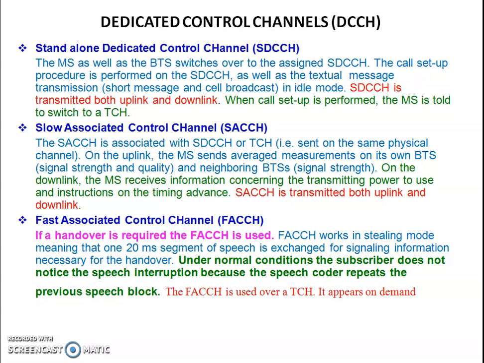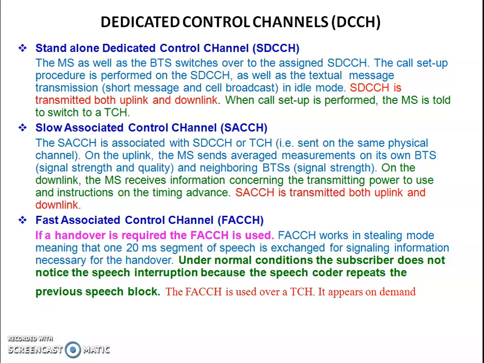The third subtype is the dedicated control channel. It again has three subchannels in it. First, the standalone dedicated control channel, SDCCH. The mobile station as well as the BTS switch over to the assigned SDCCH. The call setup procedure is performed on this standalone dedicated control channel, as well as textual message transmission in idle mode. So this is the dedicated control channel that can be offered by the BTS. SDCCH is transmitted both uplink and downlink. So it is basically for performing the call setup.